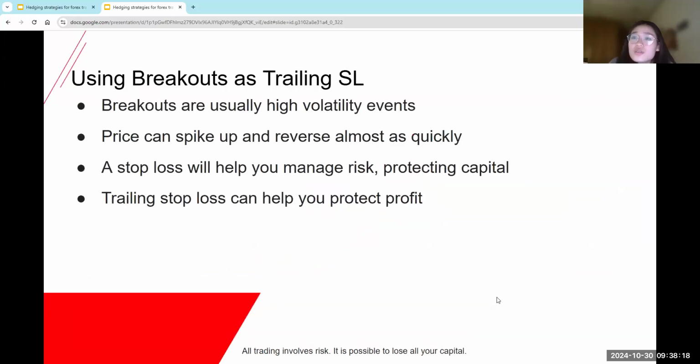Okay. So breakouts are usually high volatility events, like when it breaks out of your trend line or trend channel, and those are kind of your trailing stop loss as well. Price can spike up and reverse almost as quickly. A stop loss can help you to manage risk and protect your capital. A trailing stop loss can help you to protect your profit as well.